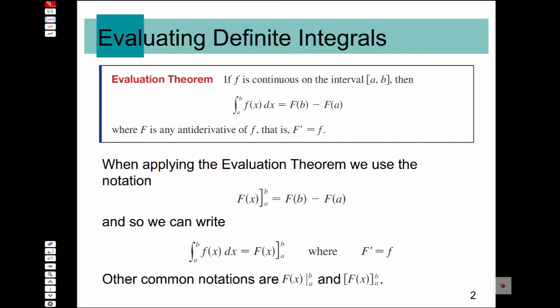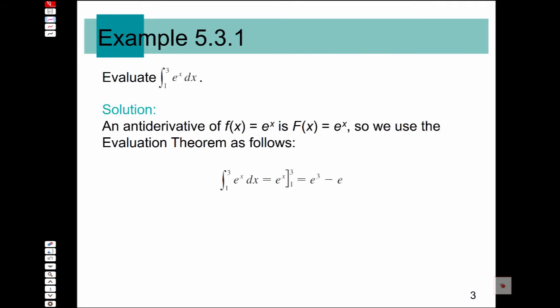A couple of other things before we move on and look at examples, though. There's some notation that we need to introduce. Remembering that capital F of x represents an antiderivative of lowercase f of x, when we apply the evaluation theorem, we sometimes use this notation here. The antiderivative, uppercase F of x, evaluated at b minus the antiderivative evaluated at a, is sometimes written like this. And so we can write the evaluation theorem from the above box in this slightly more compact form here. A couple of other common notations that are also sometimes used for the right-hand side of the evaluation theorem are given here.